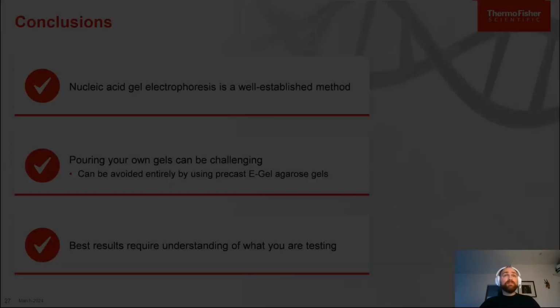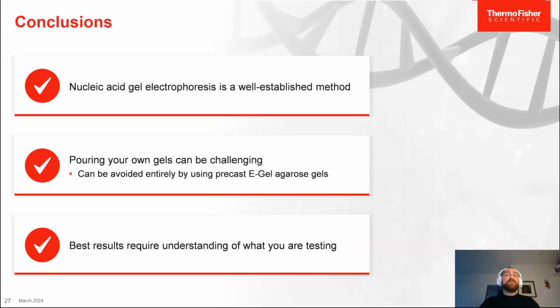So overall, nucleic acid gel electrophoresis is a very well-established method with close to 100 years of history, if we're considering early methods of protein separation. Pouring your own gels can be extremely challenging in some cases. And if you want to simplify your workflow and have a less time-consuming workflow overall, eGel agarose electrophoresis gels are a very good solution for that.